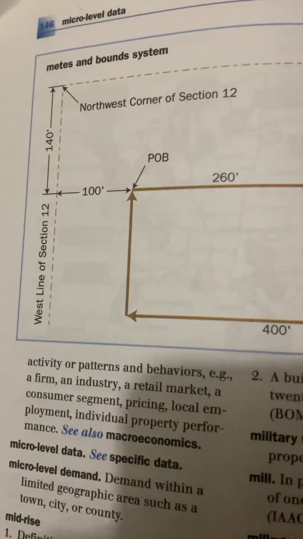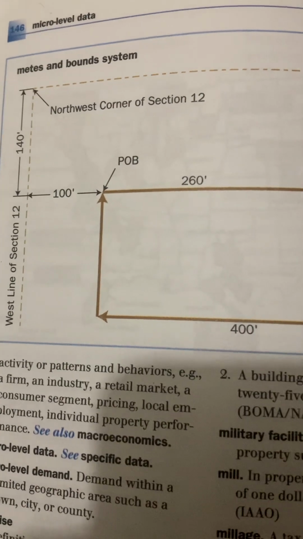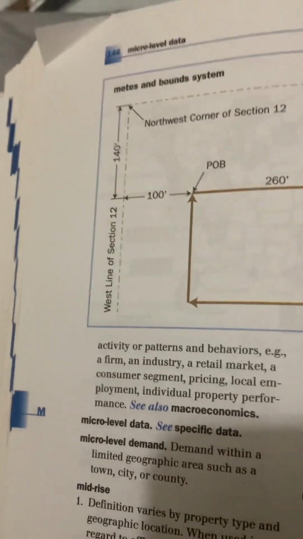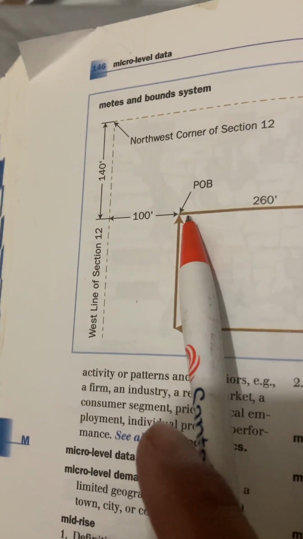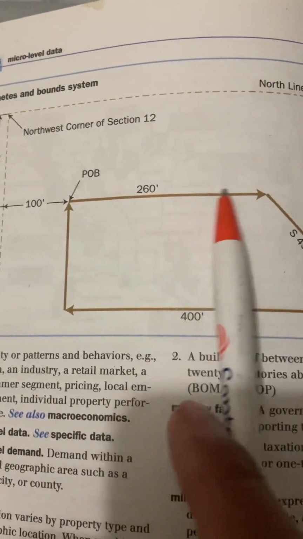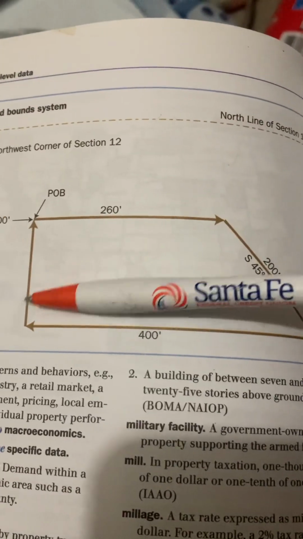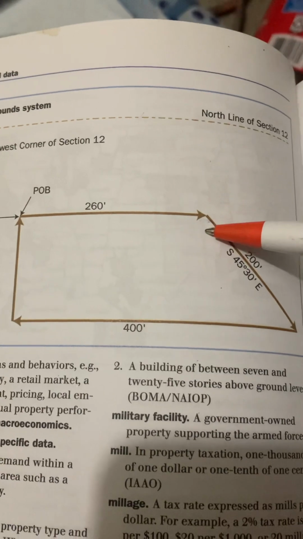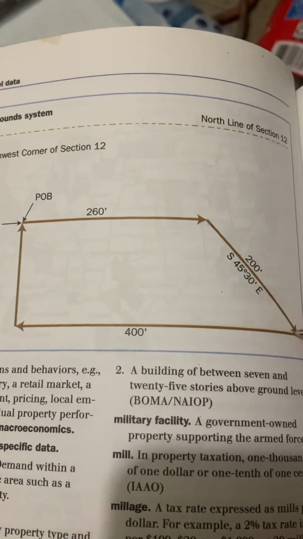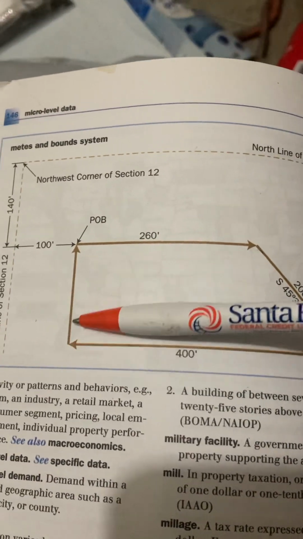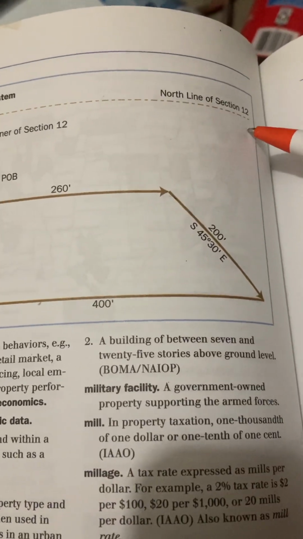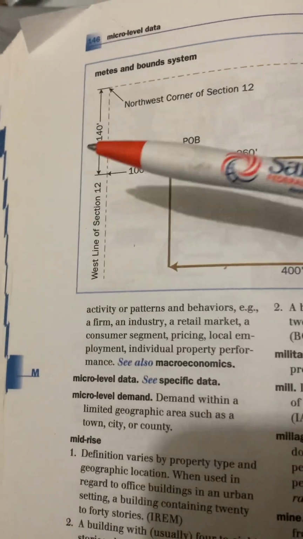Metes and bounds system. It shows the northwest corner of section 12. It shows 140 feet down from that. It shows 100 feet over from that to your point of beginning right here. Then it says 260 feet this way. And then from there, you go 200 feet south at a 45-degree angle, 30 feet east. And then from there, you go 400 feet back, and then back to your point of beginning. So this is your parcel of land. North line of section 12. West line of section 12.